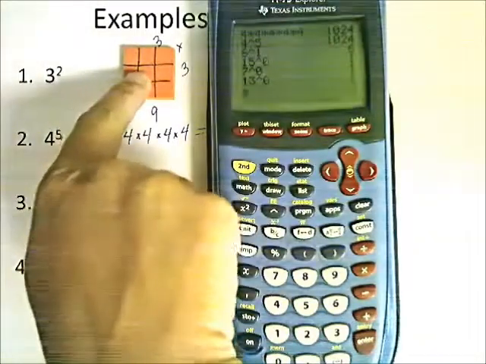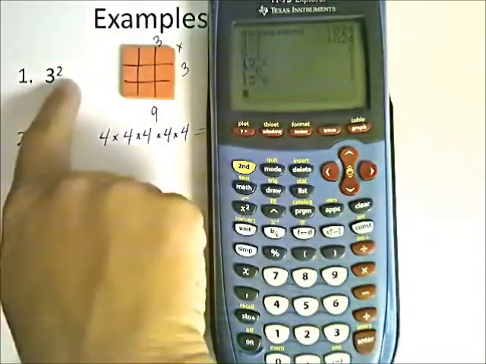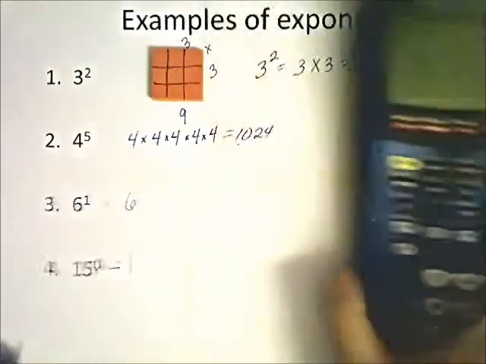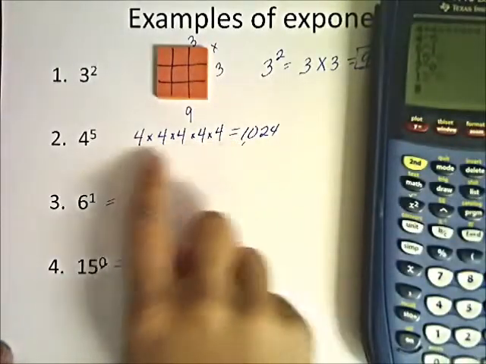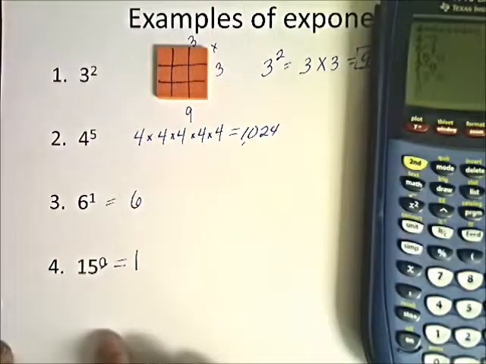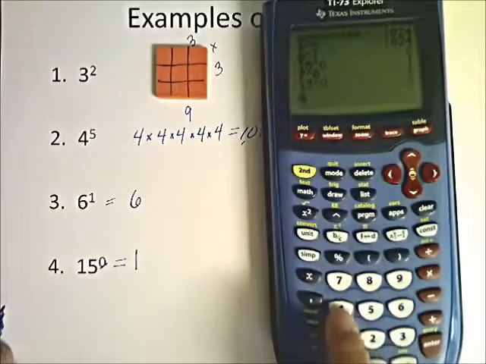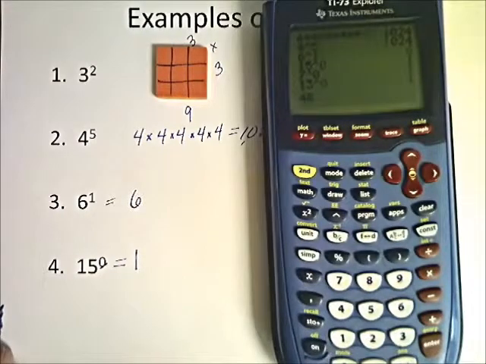So we saw the squared there. This is 3 to the second power. 3 times 3 is 9. We saw this problem factored out, written in its factor form. And then we also learned that we can put that in the calculator using the base first, 4 to the fifth power, putting the exponent in there, and then finding the answer.